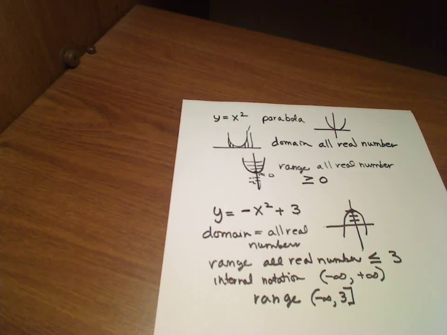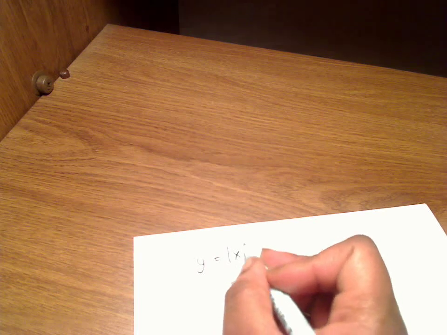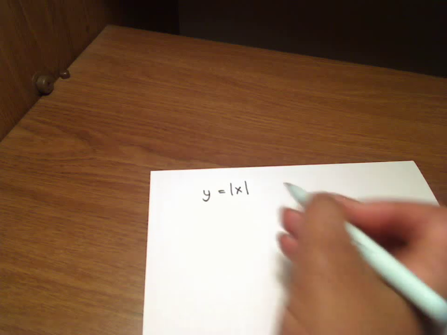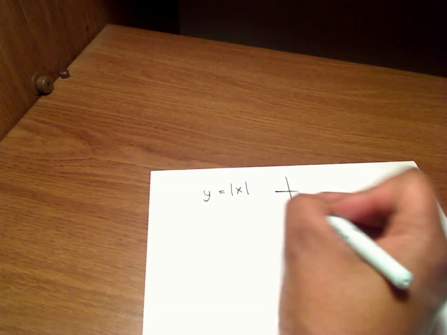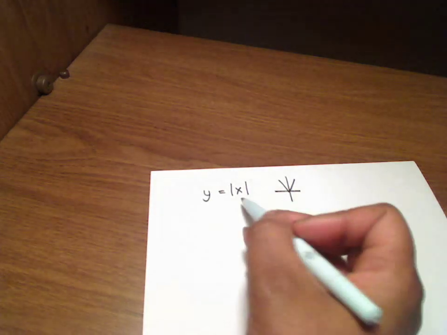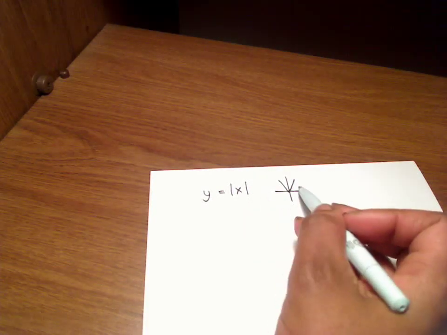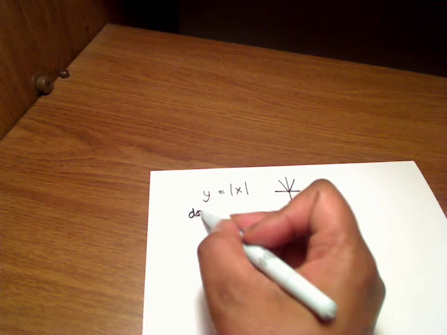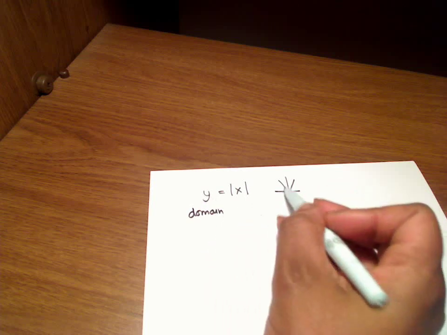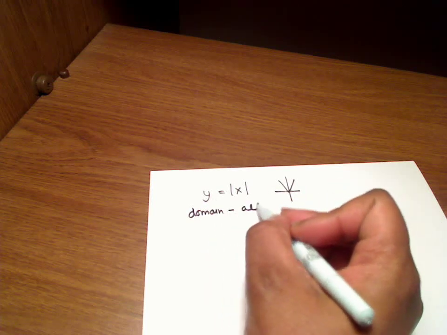Okay, let's look at another type of figure. Now, another figure is the absolute value. When you have the absolute value, the figure is always going to be a V shape. So notice here, which is very similar actually to the parabola, this is absolute value. If I look at the domain for this, it's going to also be, once again, all real numbers.